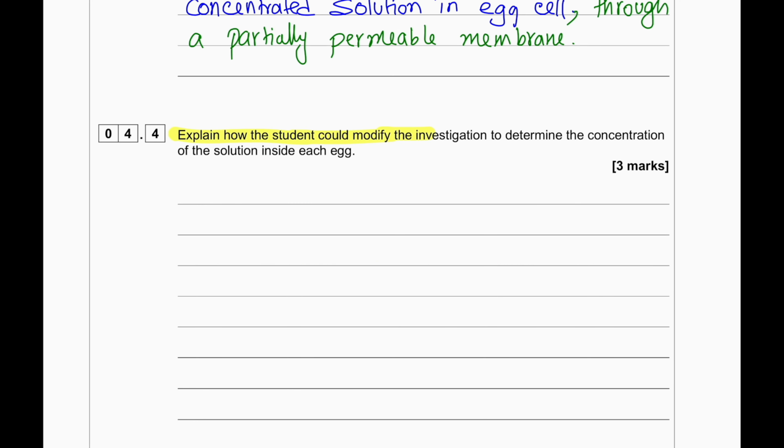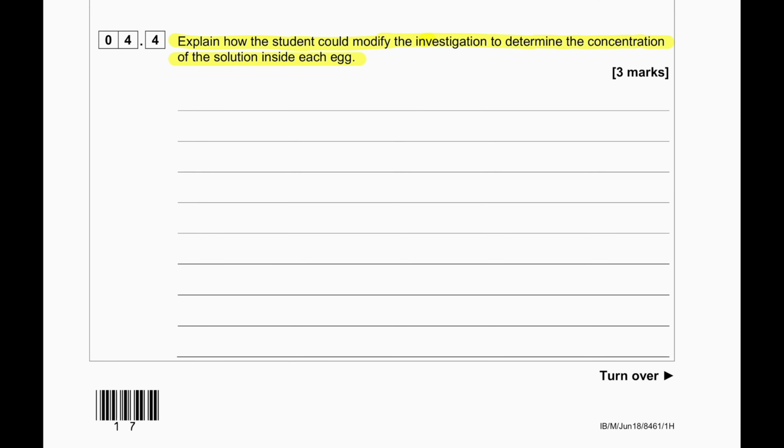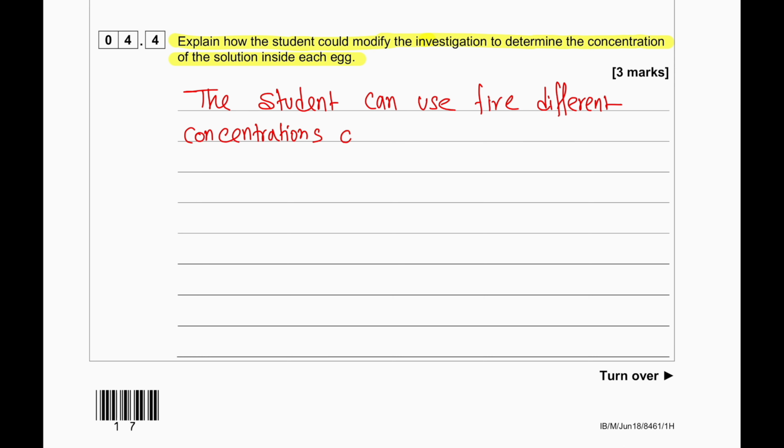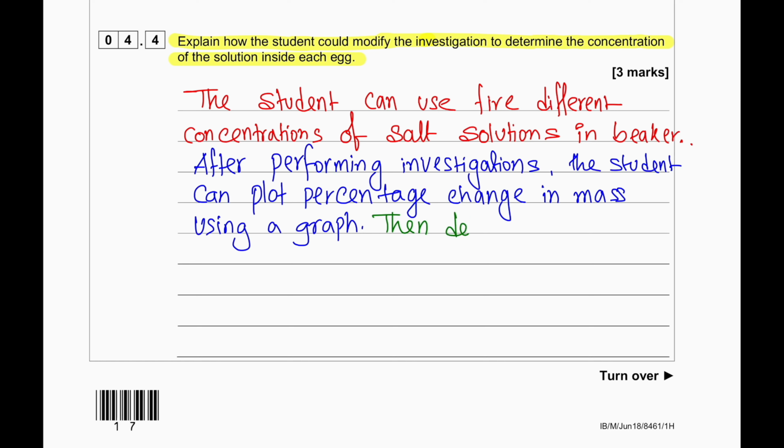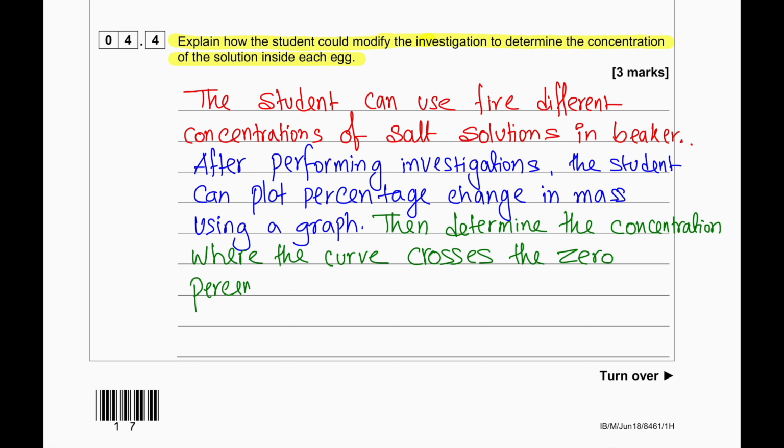Explain how the student could modify the investigation to determine the concentration of the solution inside each egg. The student can use 5 or more than 5 different concentrations of salt solution in a beaker, and then the student can use these experimental values and plot the percentage change in mass of the egg in a graph. The student can determine the concentration where the curve crosses the zero, where the curve crosses the x-axis, and that will give us the concentration of the egg cell solution.